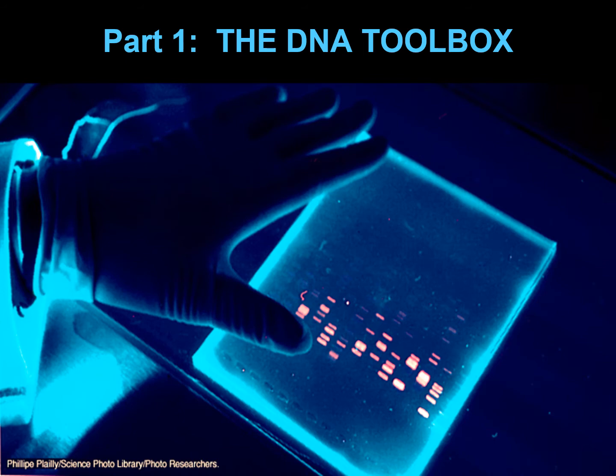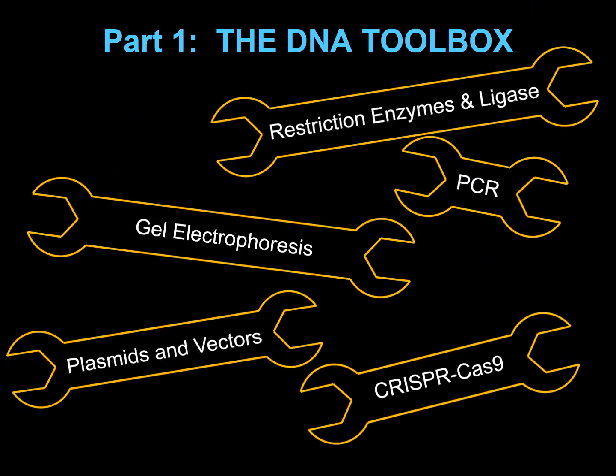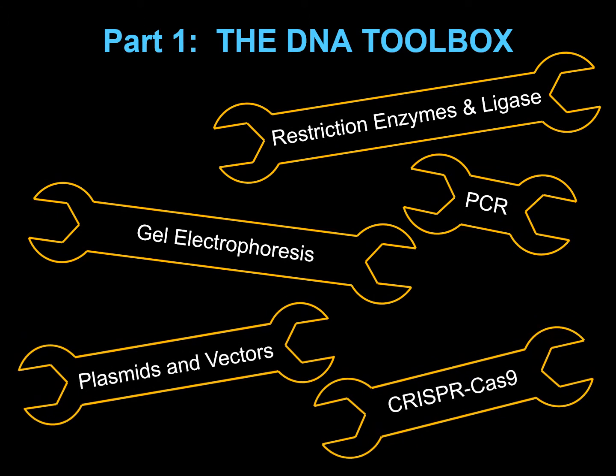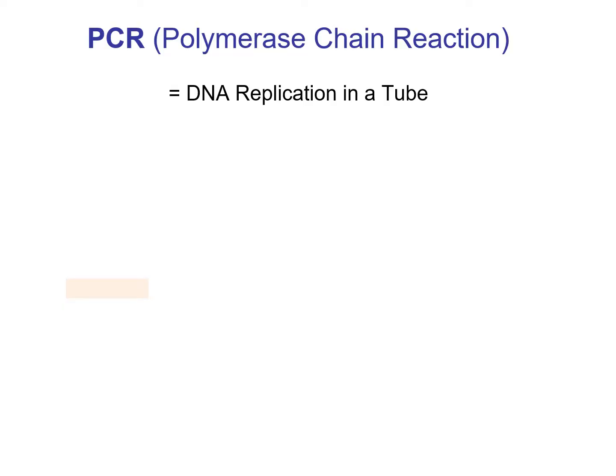So first, let's talk about the DNA toolbox. What do I mean by this? I want to talk about some tools and technologies. And the good news is we've actually talked about most of these, at least in a small amount of detail. So here are some of the tools of the DNA toolbox. You can see PCR, restriction enzymes, gel electrophoresis, plasmids, vectors, CRISPR, and Cas9. So let's talk about those.